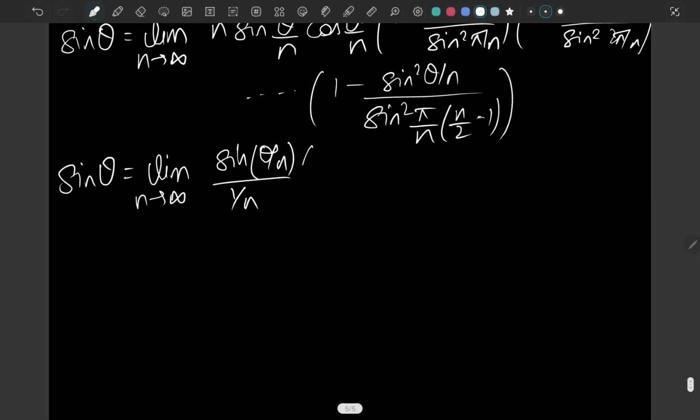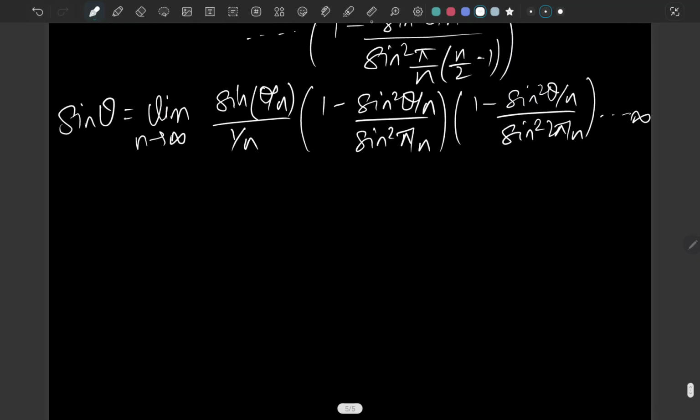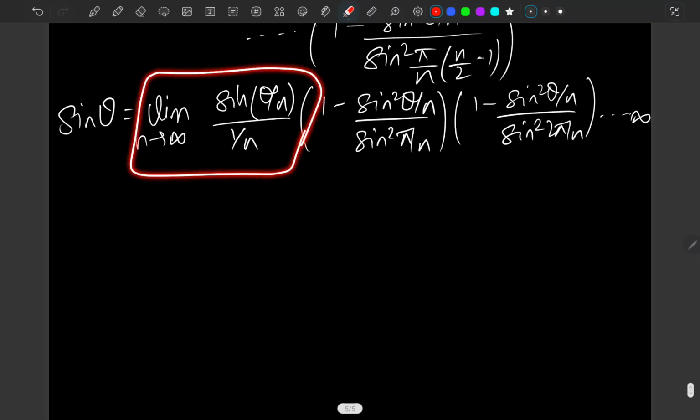Okay, so now let's just write them down here. So 1 minus sine squared theta over n over sine squared pi over n, times 1 minus sine squared theta over n over sine squared 2 pi over n, this going up to infinity. Fine. Okay, so next, if we talk about this limit, let's just consider this one here.